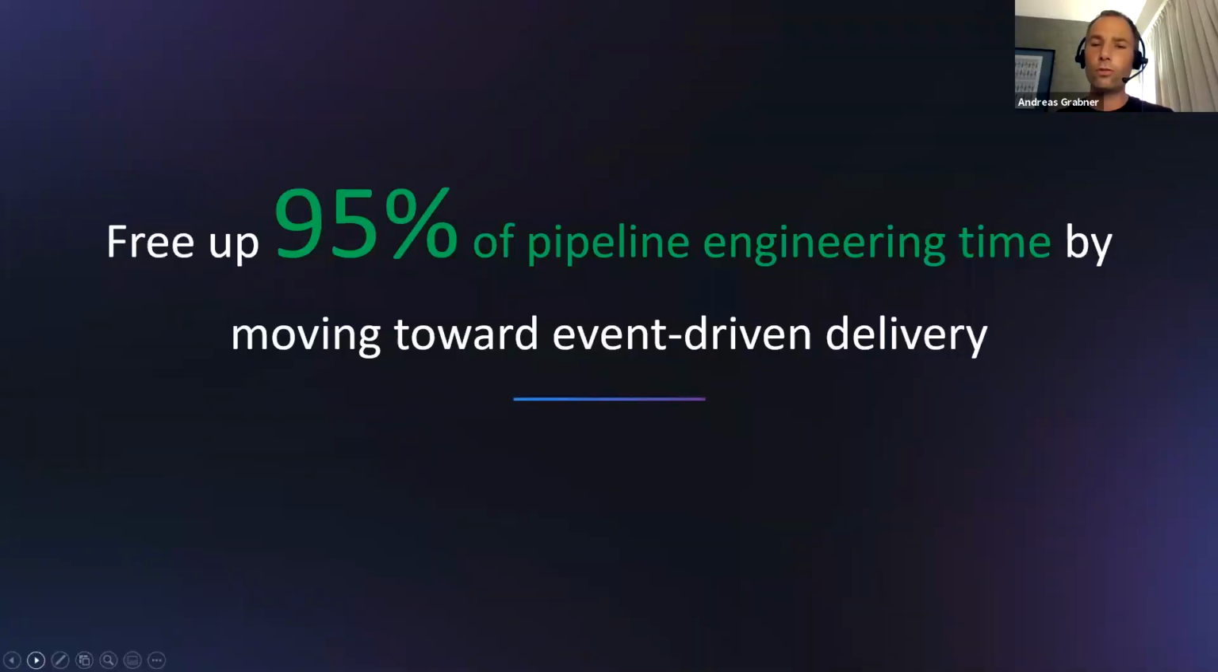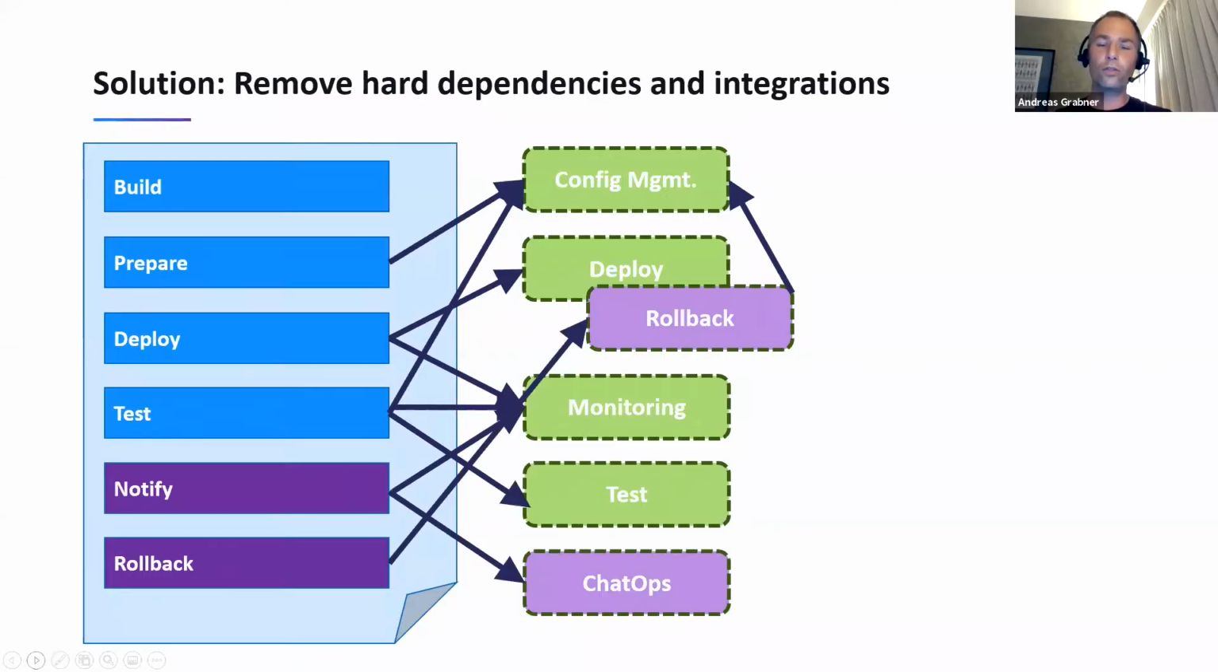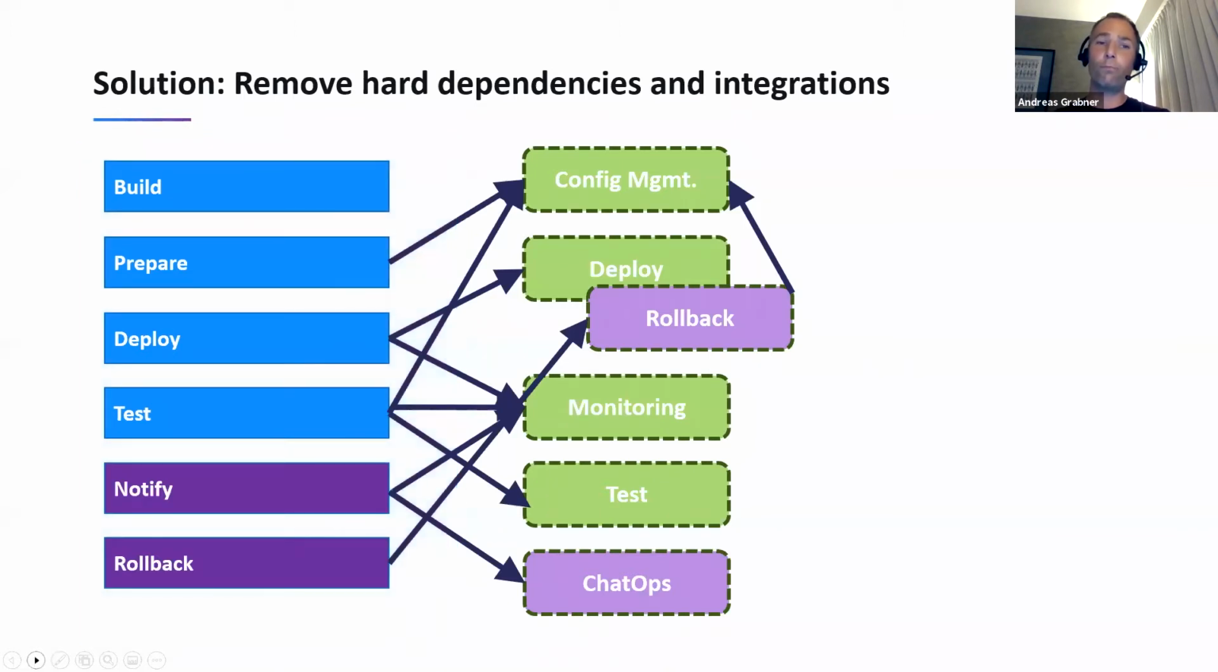So the solution, and one of the big problems we want to solve here, is that we want to apply a new event-driven delivery model. Because the old way is kind of like this big monolithic blob that we've specified in our, let's say, Jenkins files or other files. The way we looked at it, we want to remove these hard dependencies. So instead of having a pipeline file that executes all these individual steps by calling these tools directly from your pipeline definition, we want to break this apart.